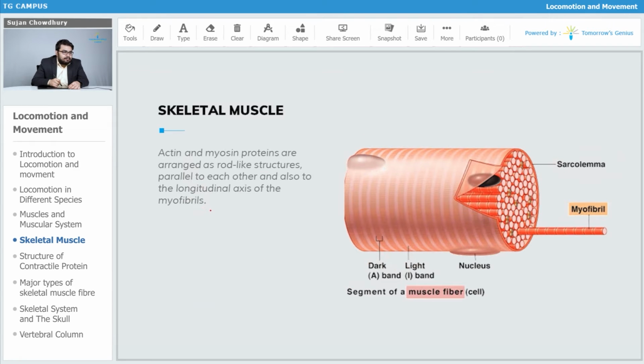The actin and myosin proteins are arranged as rod-like structures, parallel to each other and also to the longitudinal axis of the myofibrils. So definitely the actin and myosin proteins are arranged as rod-like structures in a muscle fiber, and these are parallel to each other and also to the longitudinal axis of the myofibril. That's the unit of muscle.